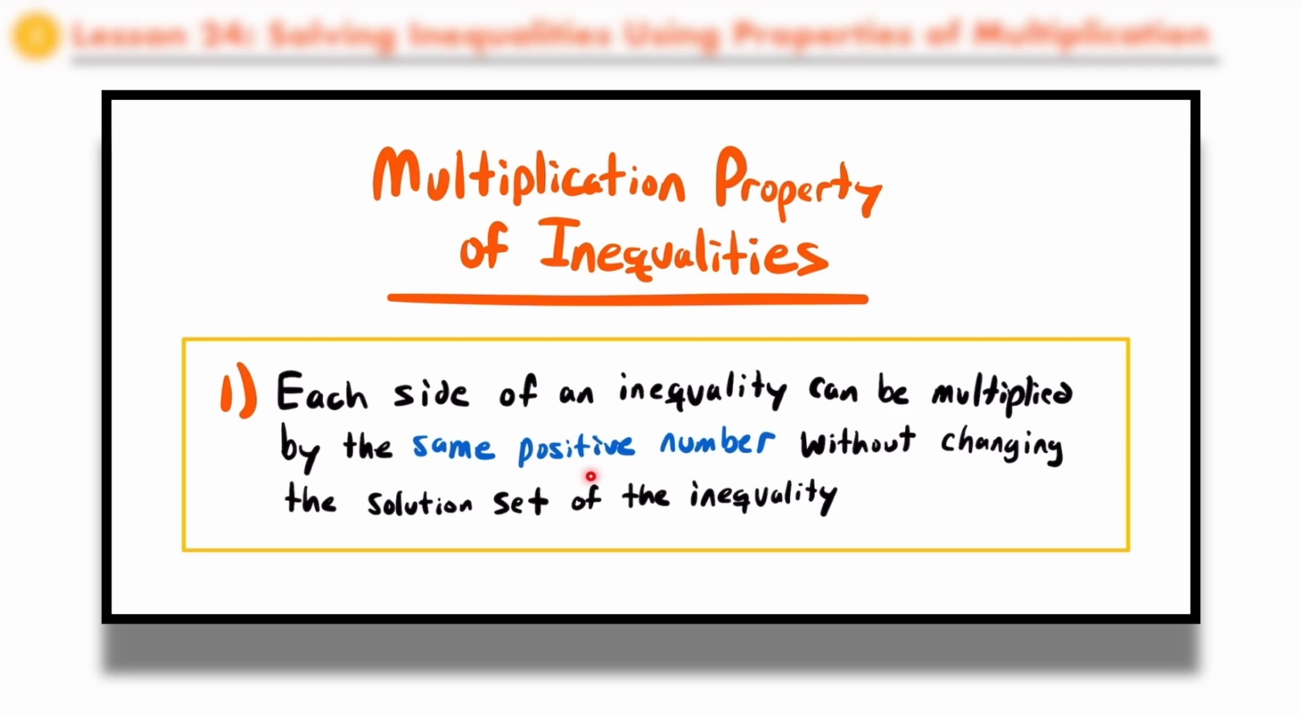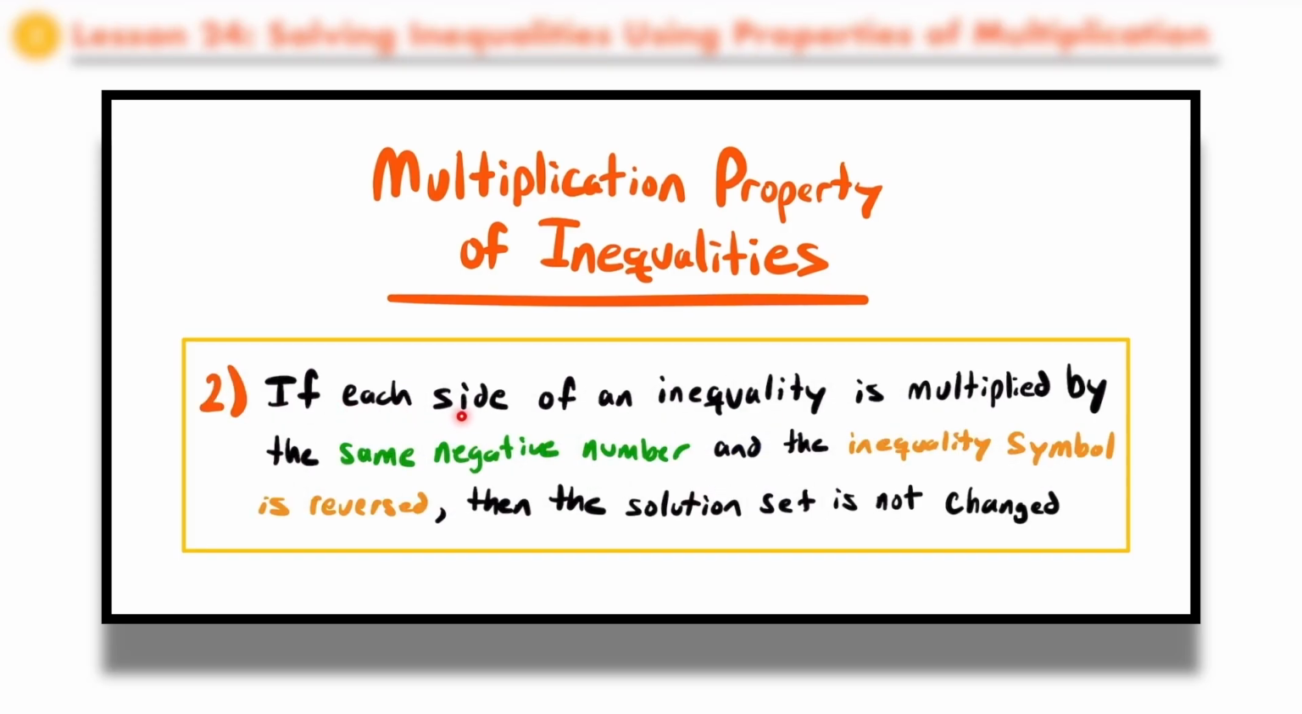But if that number is positive, you don't have to worry about changing the inequality symbol. The solution set will be unchanged by multiplying or dividing by a positive number. But then the second part is that if each side of an inequality is multiplied by the same negative number, and that also includes dividing by the same negative number, and the inequality symbol is reversed or flipped, then the solution set is not changed.